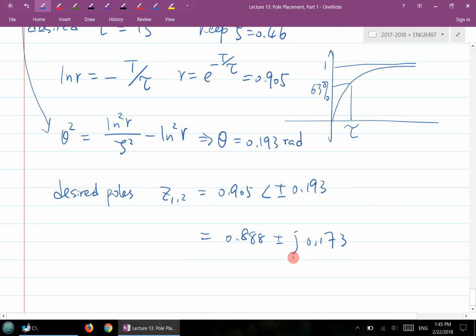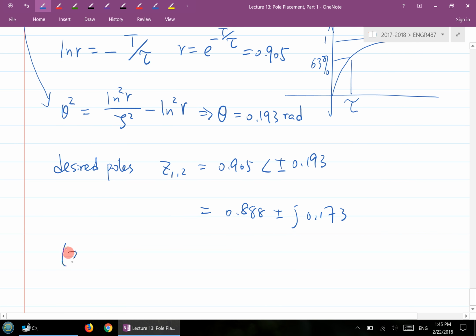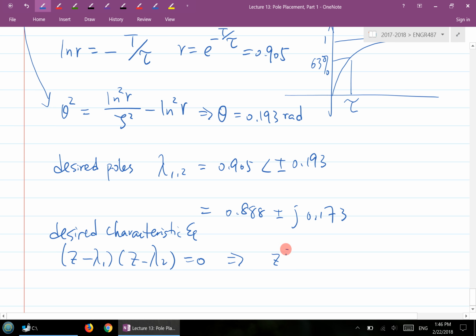The desired pole basically means you have, let's use lambda here, sorry, lambda desired. Then this is the desired characteristic equation, which is (z minus lambda 1) times (z minus lambda 2). And you end up with z squared minus 1.776 z plus, yeah, here's your desired characteristic equation.